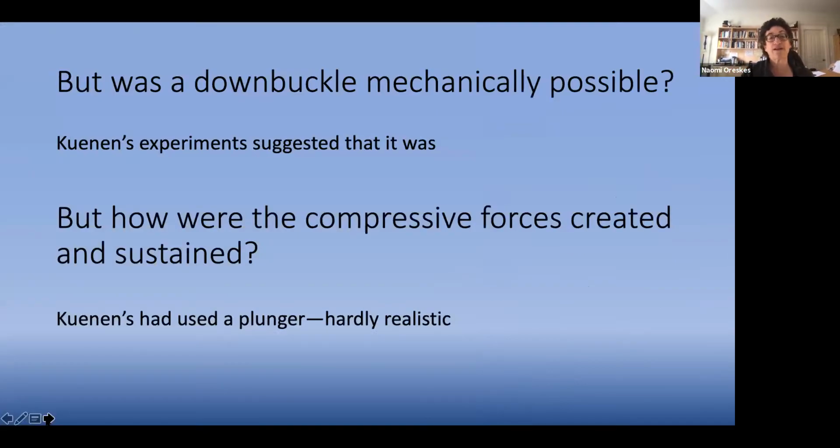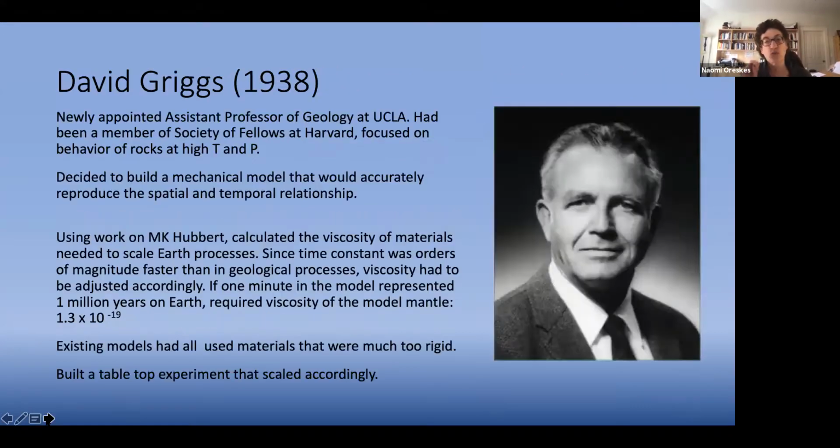So again, there's still more questions though. Was a down buckle mechanically possible? Cunan's experiments suggested that it was. But how were the compressive forces created and sustained? Cunan had used a plunger, and that was hardly realistic. But there's one more piece of this puzzle then that will bring us up to where these scientists got to in 1938-39, and that's the work of David Griggs.